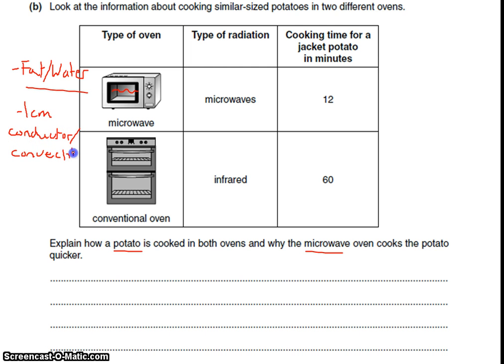Now, a conventional oven is slightly different. This doesn't cook with microwaves, this cooks with infrared. So the infrared will only be absorbed by the surface of the material. It won't penetrate in that 1 centimetre. And so, again, it's going to be transferred to the centre by conduction and convection the same way, but it will take longer because the molecules aren't receiving their energy directly. So it will take longer, and that's the reason the microwave cooks the food quicker.